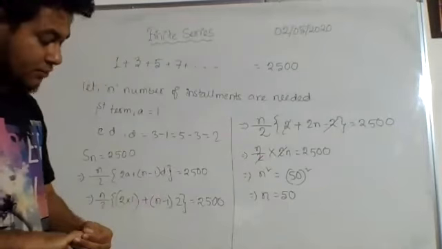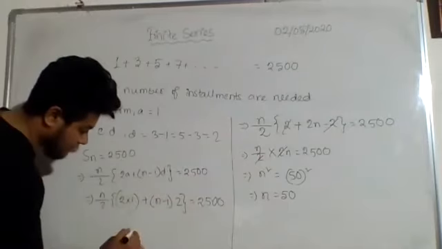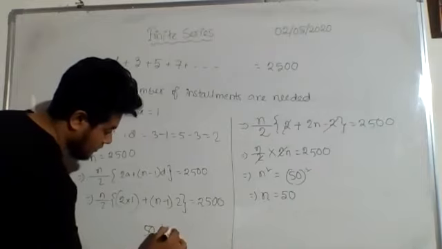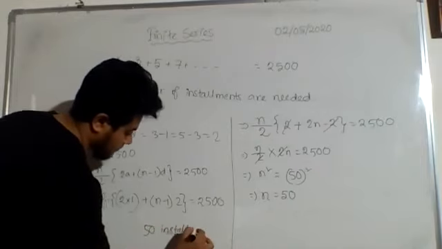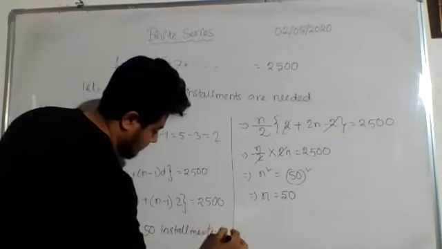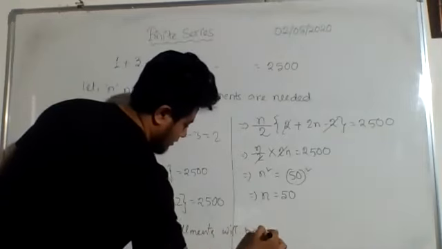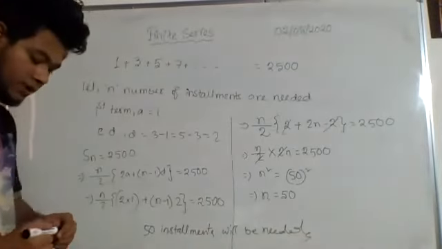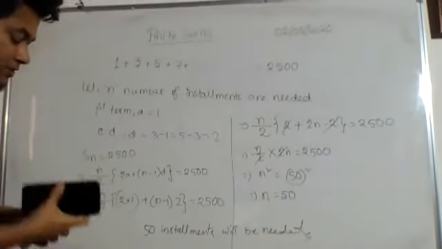So this is the way you have to solve. You can write the final line as: 50 installments will be needed. We have come down to the last problem of this chapter.